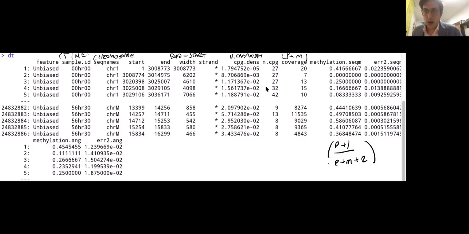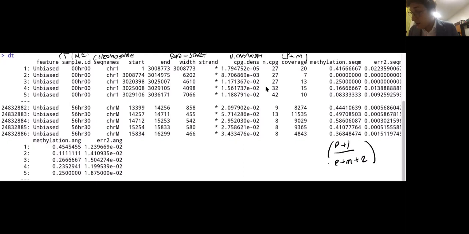The strand we don't need at this point. And the CpG density is basically the number of CpG divided by the width. And of course, NCpG is the number of CpG. And the coverage is basically the amount of information that we have. The one that I was saying before, for example, if you remember, we have sites that can be methylated, sites that can be not methylated, and sites of which we don't know anything about. This coverage tells us the amount of information. So basically P plus N, both the positive counts and the negative counts, and will tell us the quality of the fragment that we have.